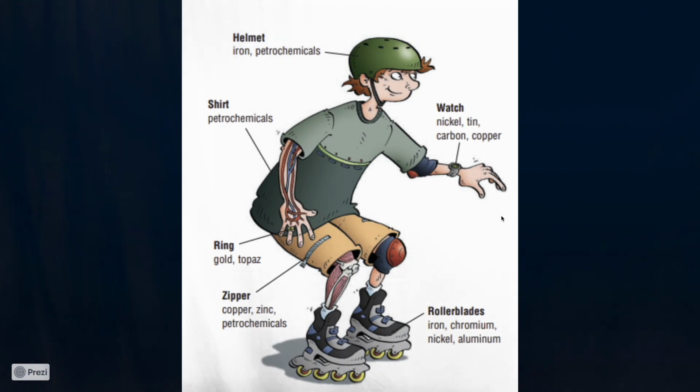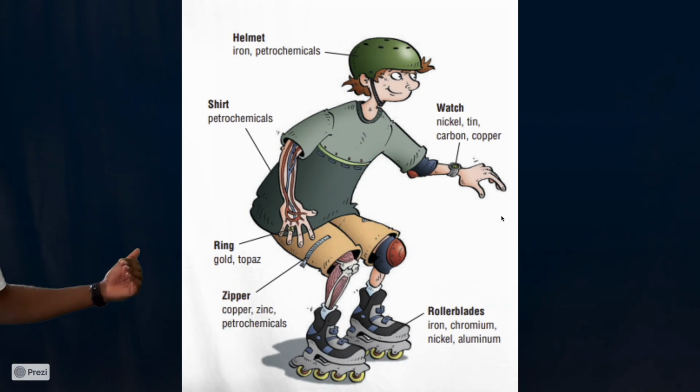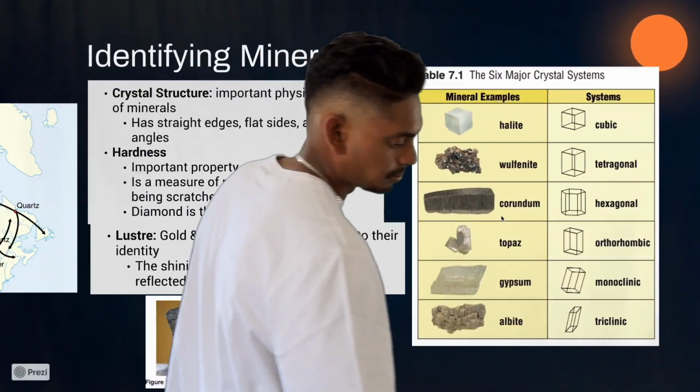We got his zipper, which is made up of copper and zinc. Okay, we got his roller blades. That is iron, chromium, nickel, aluminum. Even the watch, we got nickel, tin, carbon, copper. Really cool stuff. All over us is a bunch of minerals.